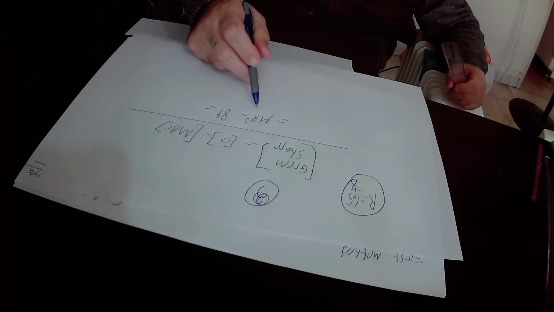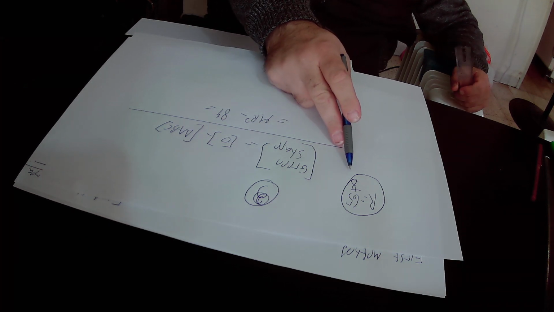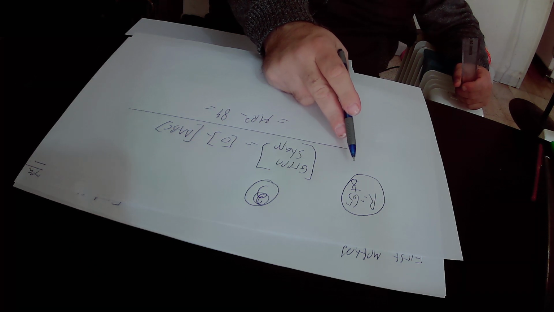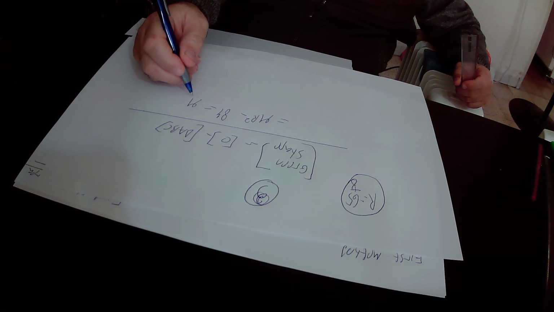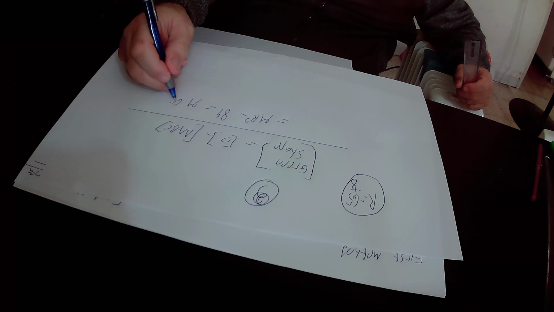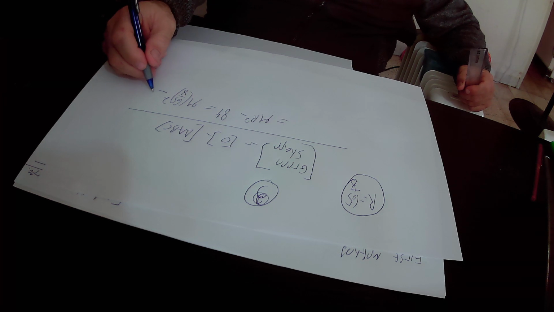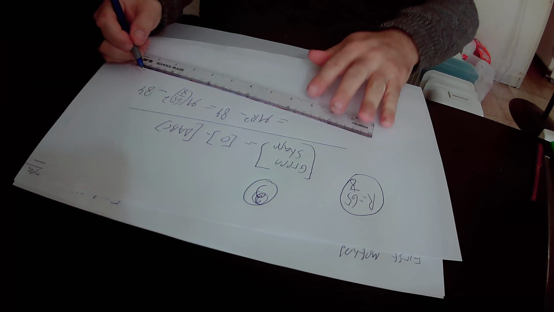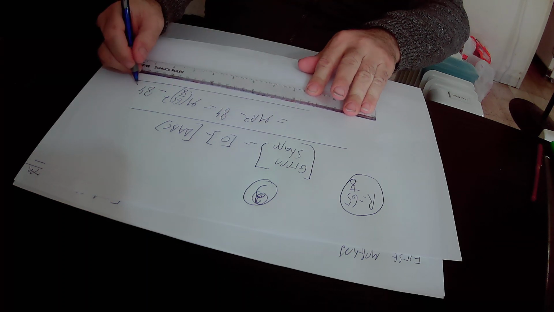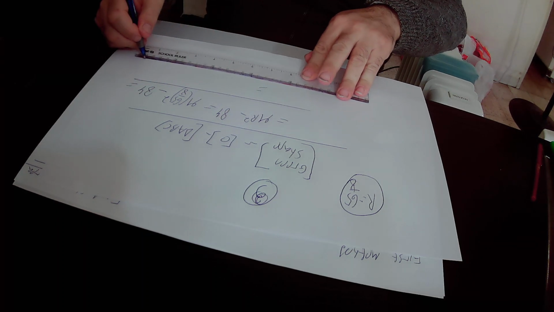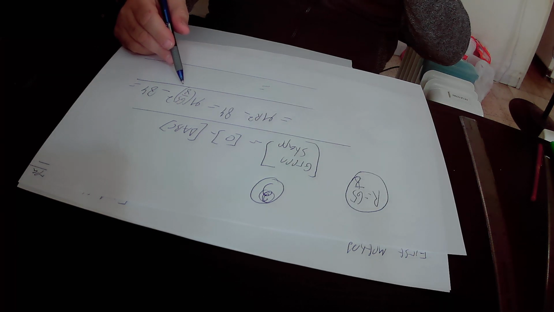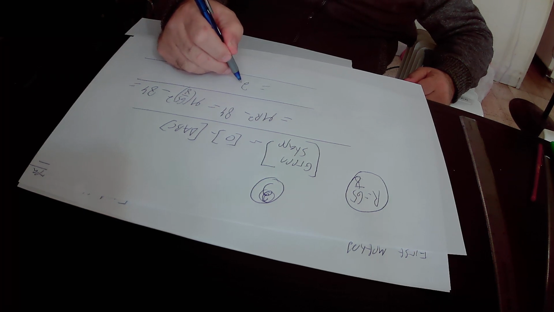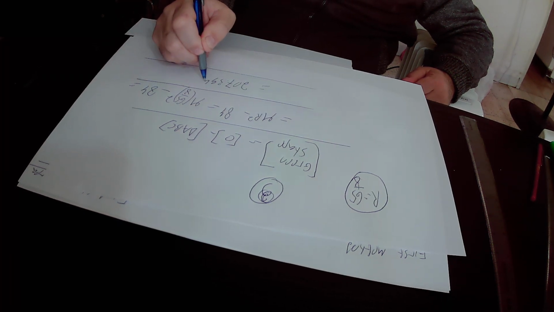Pi r squared, r is 65 over 8, therefore r squared is 65 over 8 squared. So the area of the circle in total is equal to pi times r squared, where r is 65 over 8, minus the area of triangle ABC, that is 84 square units. So actually, this expression in total is equal to 207.394 square units.